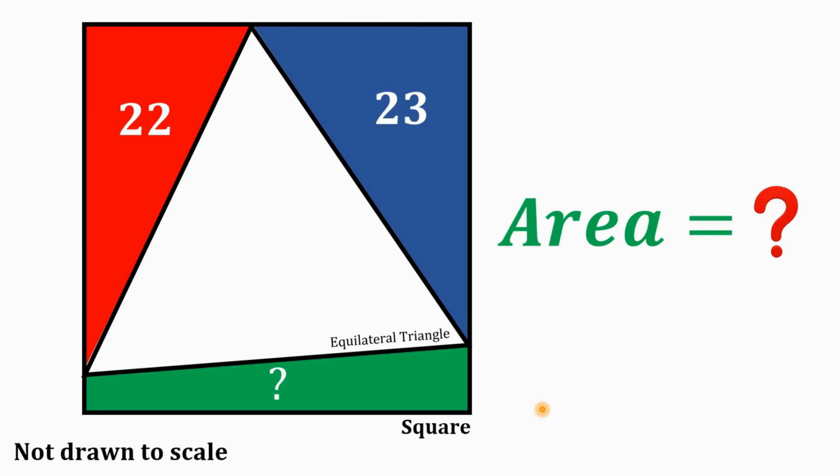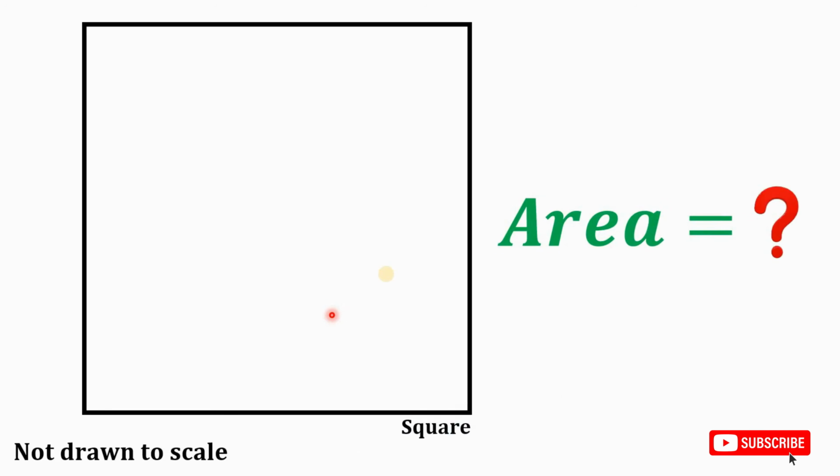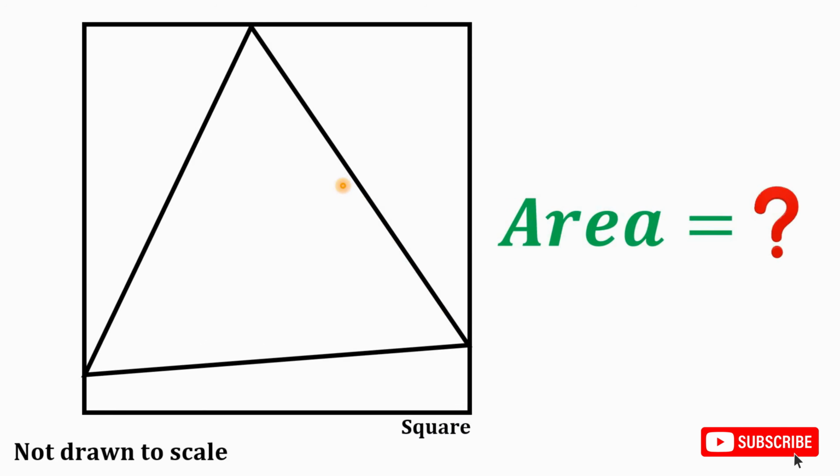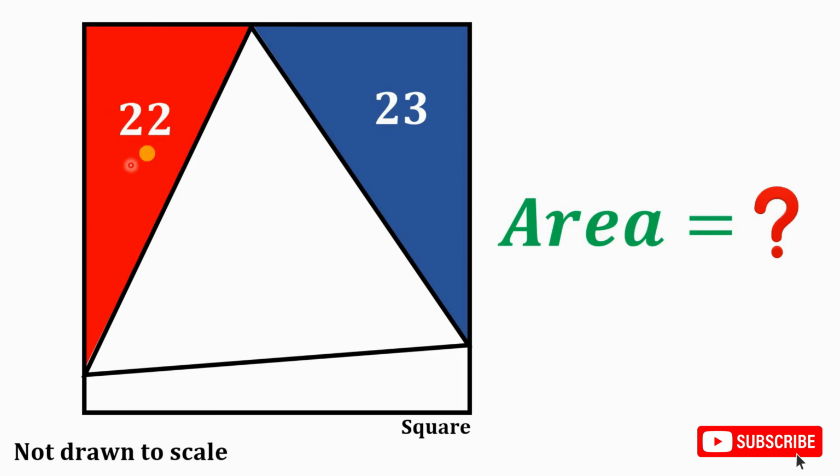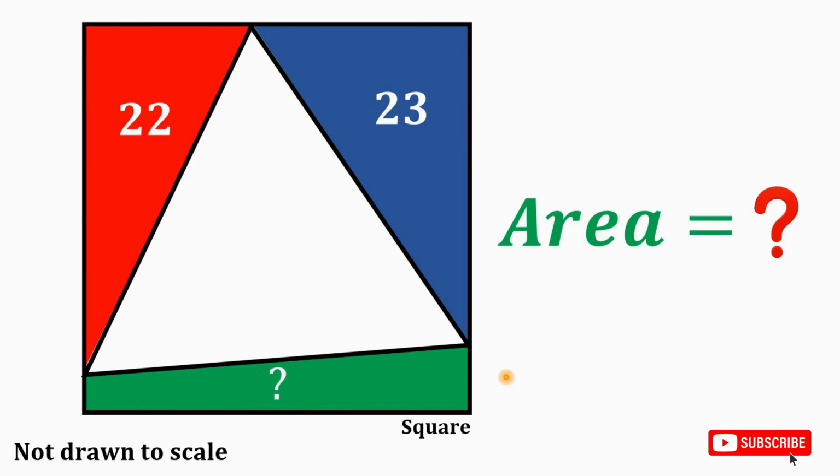Can you solve this geometry challenge? Here's the question. Given this square, let's put an equilateral triangle inside of it. Now, the area of this blue triangle is 23 square units. The area of this red triangle is 22 square units. And what we need here is to find the area of this green shaded region.